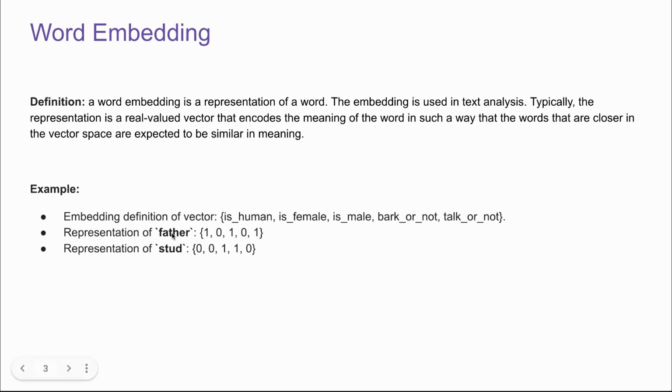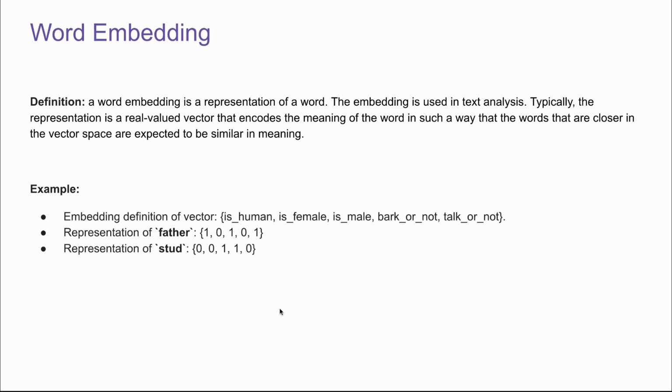Then for the word father, the word embedding is 1, 0, 1, 0, 1, right? It's human, it's not female, it's male, doesn't bark, talks. The representation of stud is 0, 0, 1, 1, 0. It's not human, not female, it's male.